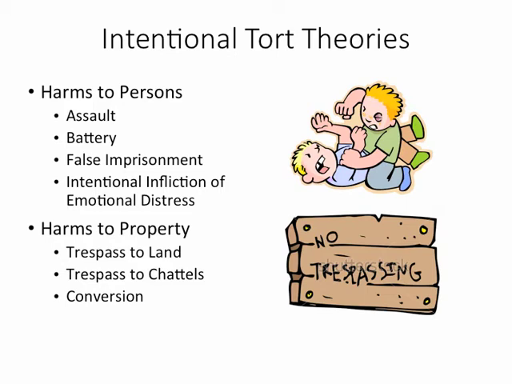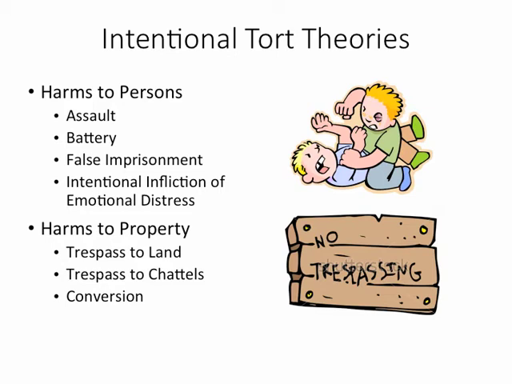Now, intentional torts can be either conduct that causes harm to persons or conduct that harms property. So the conduct that harms persons can include a number of torts. One is the tort of assault, which is actions that place another person in apprehension of a battery. Battery, which is a harmful or offensive contact. False imprisonment, which is confining or restraining somebody against their will. And then intentional infliction of emotional distress, which is extreme and outrageous conduct that causes serious emotional distress.